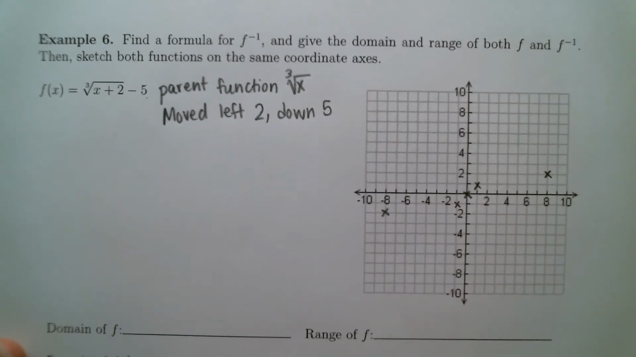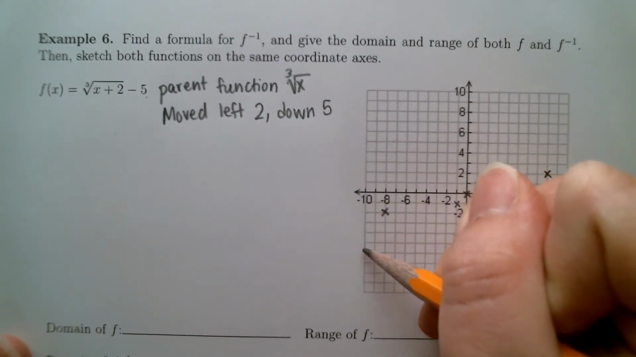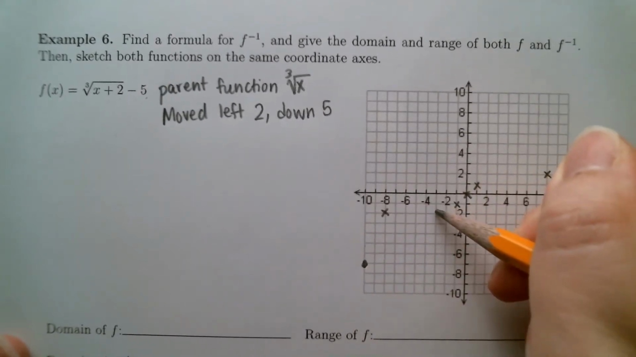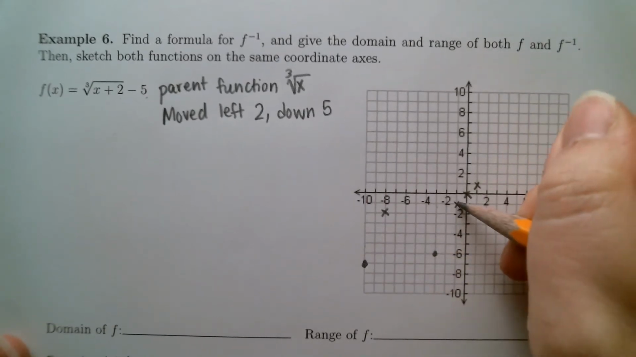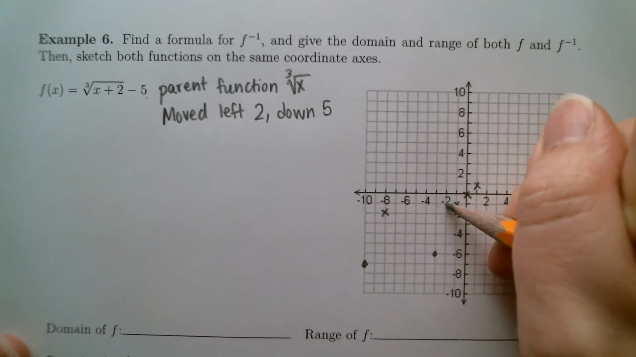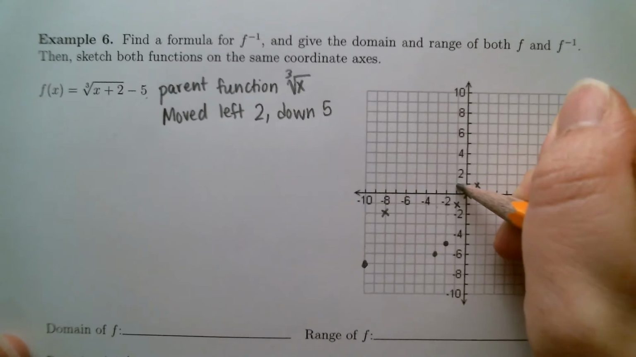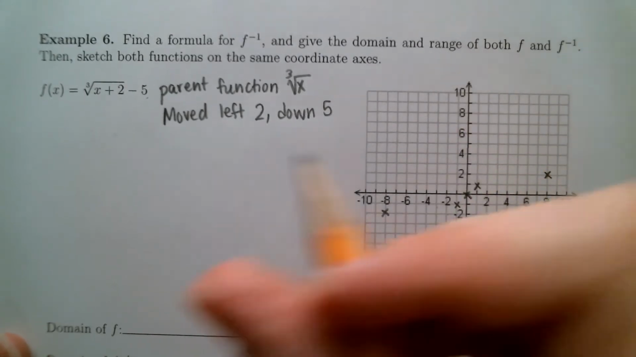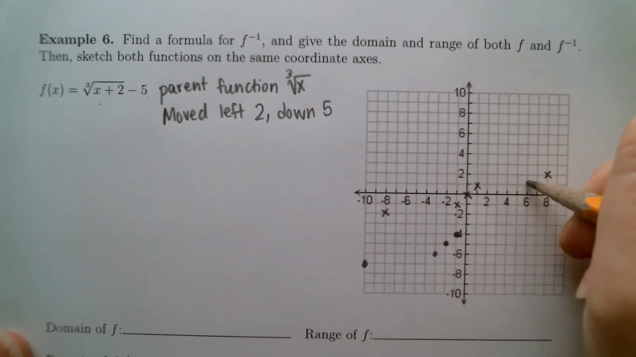And so now we need to take each of those and move them left 2, down 5. Okay, so left 2, down 5. All right, and then here, left 2, down 5. Okay, so just give me a minute. I'm going to do that to all of them. And these are going to give us the points on this original function. Okay, so one more. So left 2, down 5.